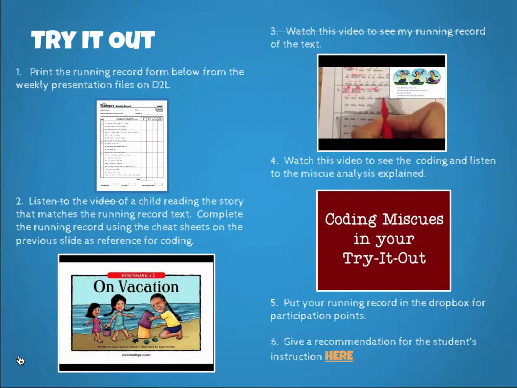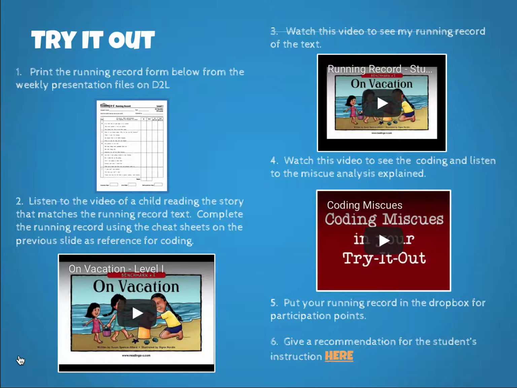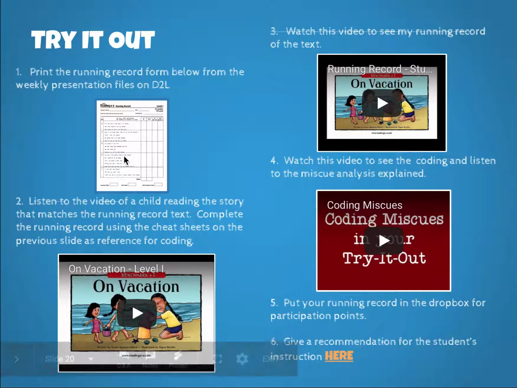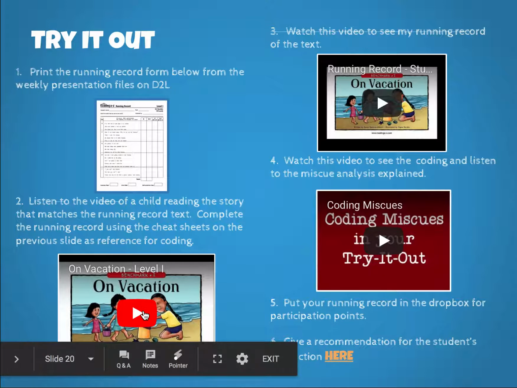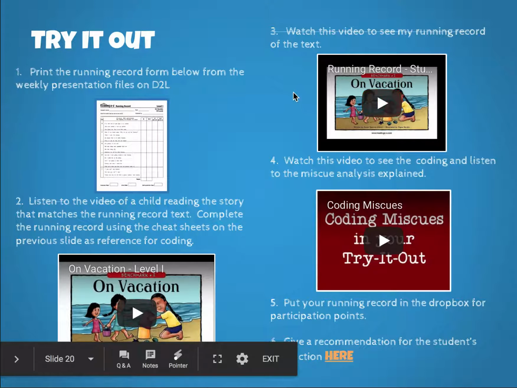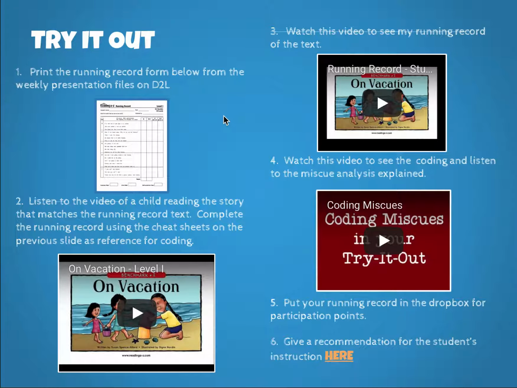Then you get to try it out, and this is scary and exciting all at once. So what I want you to do is go on to D2L and get the running record form. It is a level I form directly from Reading A to Z, which is a great resource website that many teachers are using. Then you're going to play this video, and this is a video of a child reading the story, and you're going to do the running record alongside of the student. So the student will read, and you're going to be the teacher marking off the words. Then you're going to watch the video, and this video is going to show my running record and also talk about what is going on during that running record time.